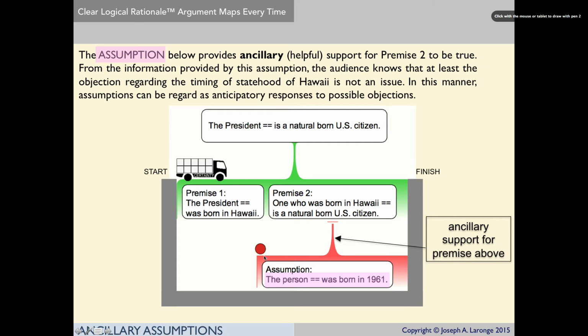So if I can prove this assumption that they were born in 1961, pardon me, I'm strengthening the level of certainty of the premise above it, because I know that the exception that they might have been born at a time when it wasn't a state or U.S. territory is off the table. So this is how ancillary support is provided.